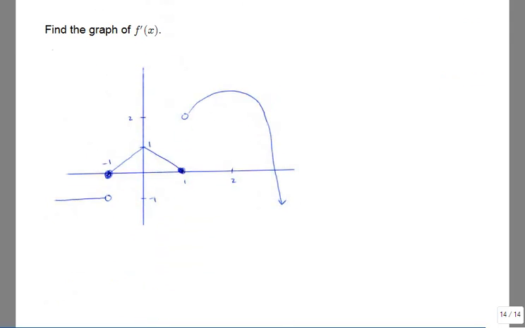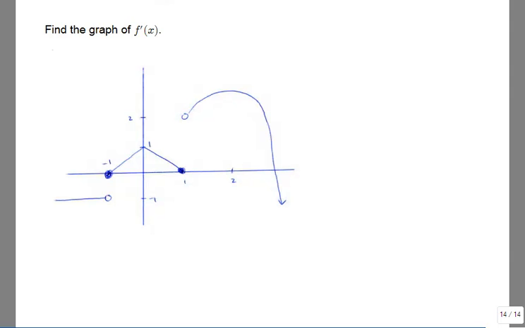Okay, last problem and then we're all done. We're going to find the derivative of this crazy graph. Okay? So there's lots of stuff going on here. If you want to start by looking for those 0 slopes, that's a good place to begin. So you're looking for peaks and valleys, things like that.